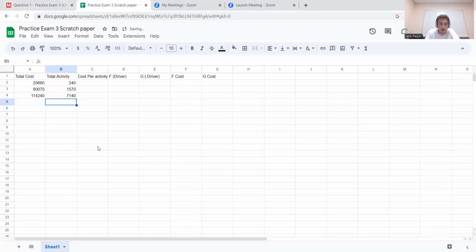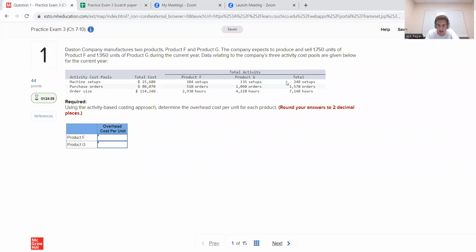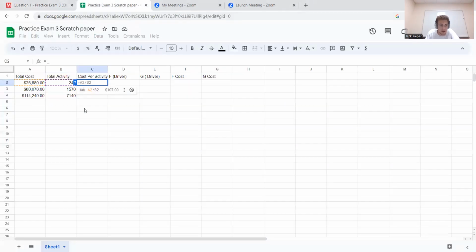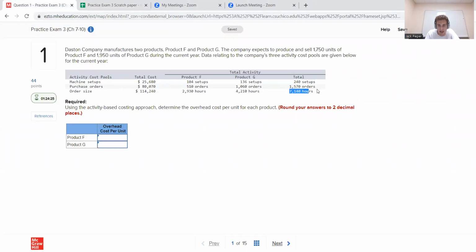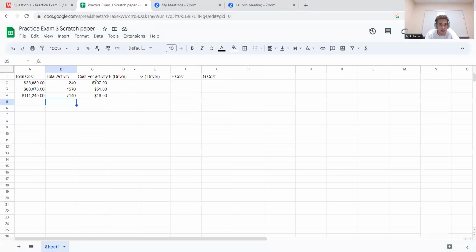Okay. Now we can divide the two, right? So again, these are in dollars, it's total cost. And then we'll divide the two, so we'll get a cost per activity. For one activity, it could be the setup, could be the orders, could be the hours. So we'll do setups first. We'll divide those two. Then we'll drag this down. So all we did there was divide total cost by the total activity for the respective setup, hours, and orders. We've got a cost per activity.